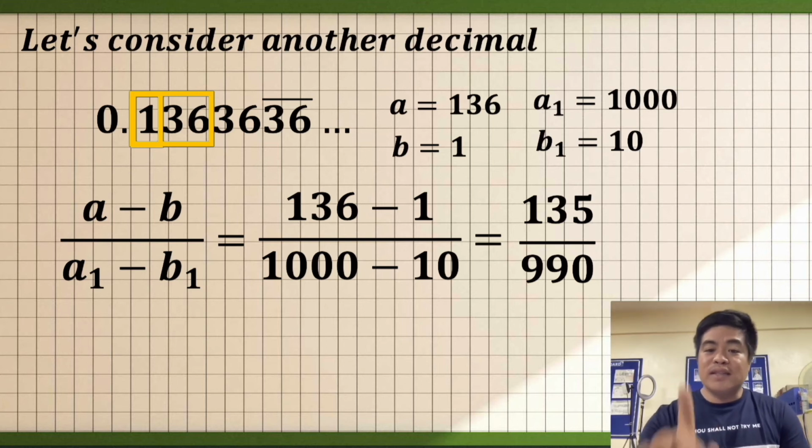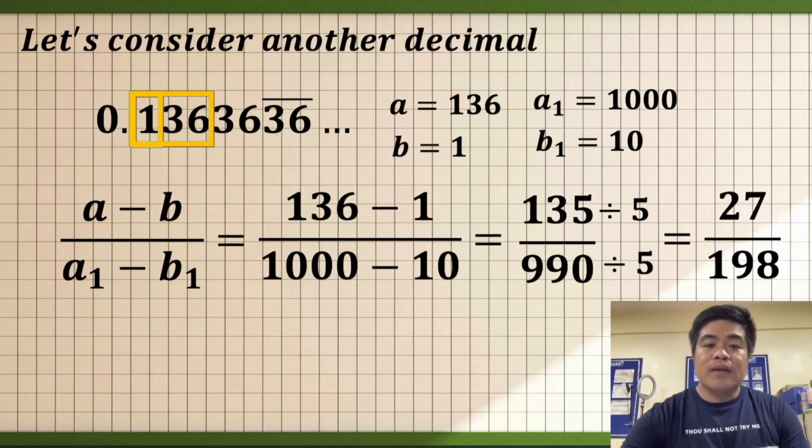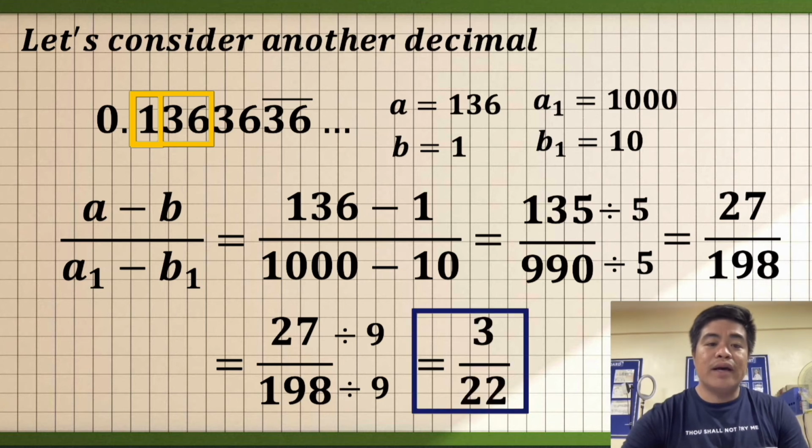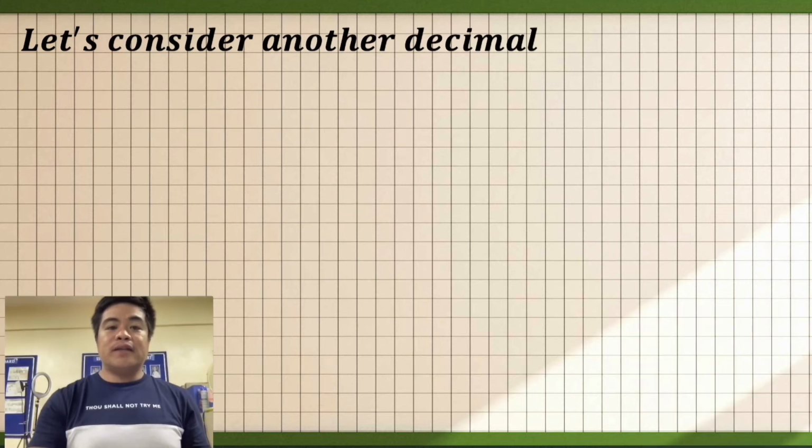So we can divide, since ang last digit ng 135 and 990 is 5 and 0, divisible siya by 5. So we can divide the numerator and denominator by 5. So you have 27 over 198. Simplify pa ba? Yes, of course. Divisible by 9. Okay, so you have 3 over 22. Yes, check nyo.